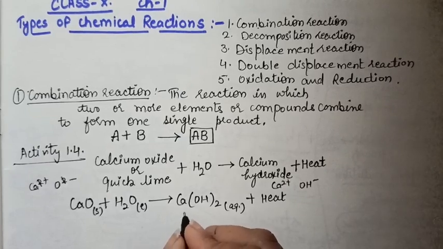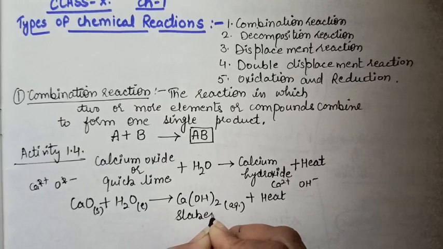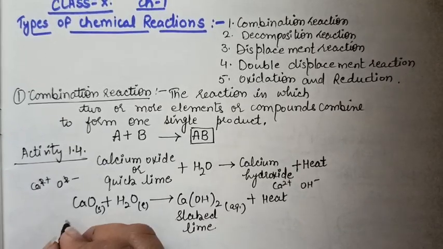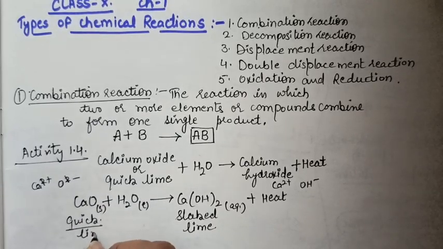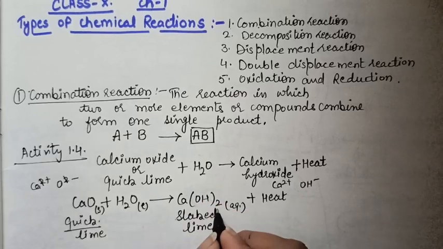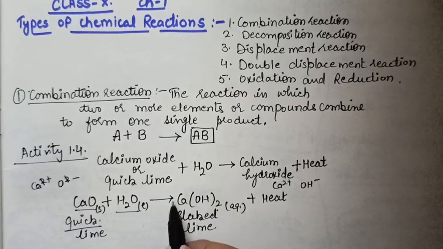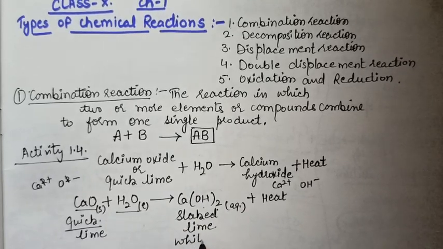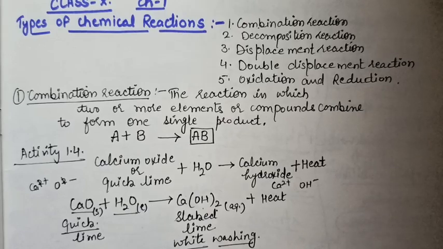Okay, it is commonly known as slaked lime. The common name of calcium hydroxide is slaked lime, and this is our quicklime. The solution of quicklime in water, called calcium hydroxide, is used for whitewashing. Earlier it was used for whitewashing, now we are using POP.